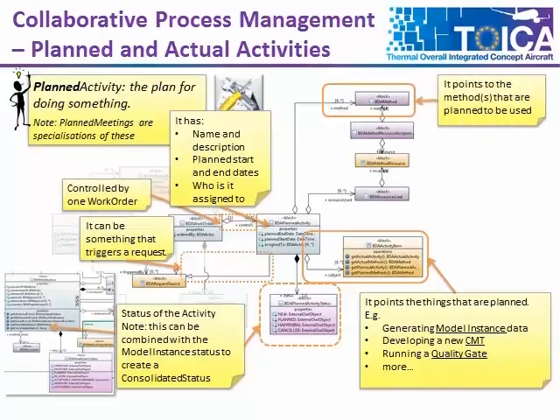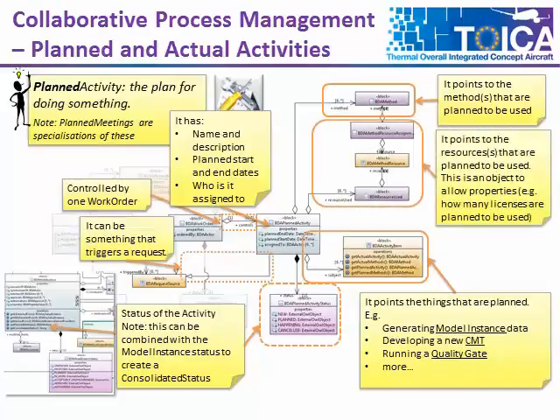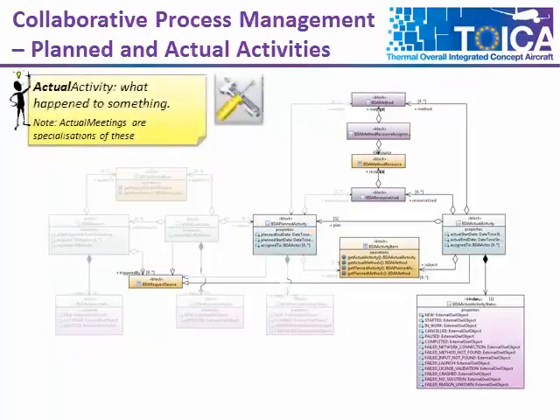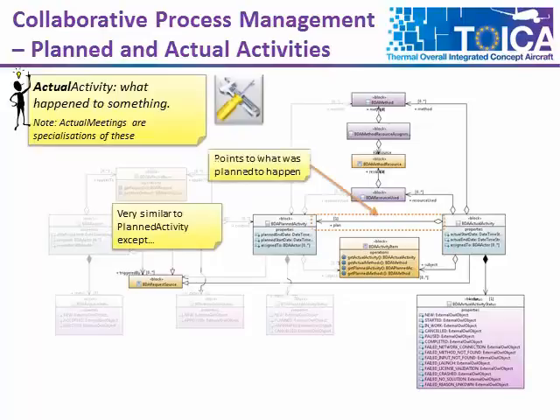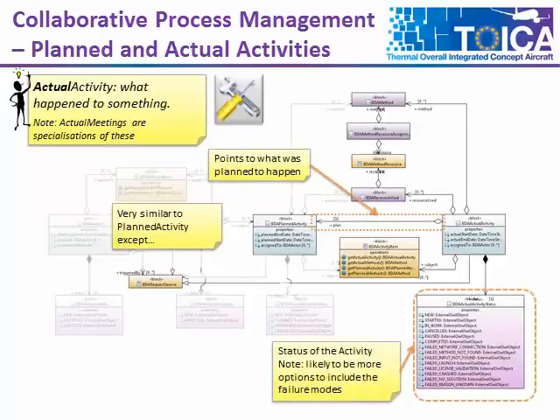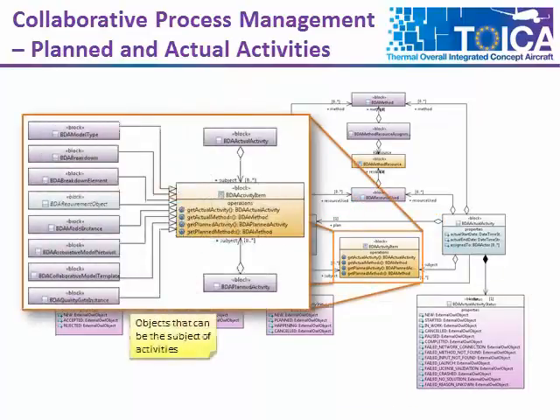It can also point to the method that is planned to be used and to the resources that are planned to be used, and again these can have properties and names. The actual activity is what happened to something. So actual meetings are specializations of these. It's very similar to planned activity, except that it points to the plan and it probably has more options on the status. These are the objects that can be subjects to planned and actual activities.